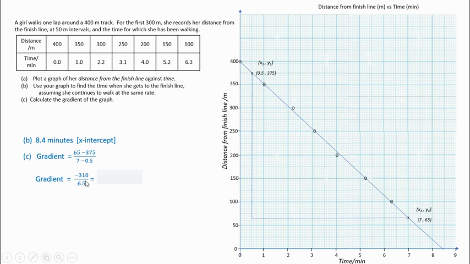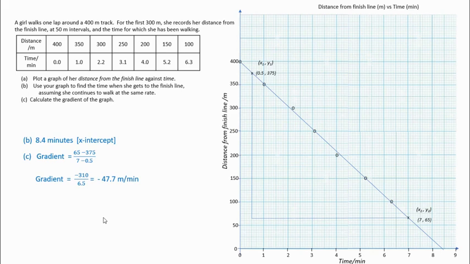So the gradient for this graph is negative 310 divided by 6.5, which gives us negative 47.7 and the unit is meters per minute. We could probably round that off to negative 48 meters per minute at this point. That is telling you that every minute her distance from the finish line decreases by 47.7 meters, hence the negative value.